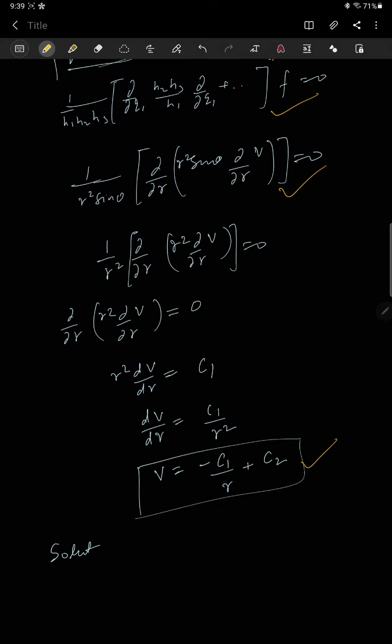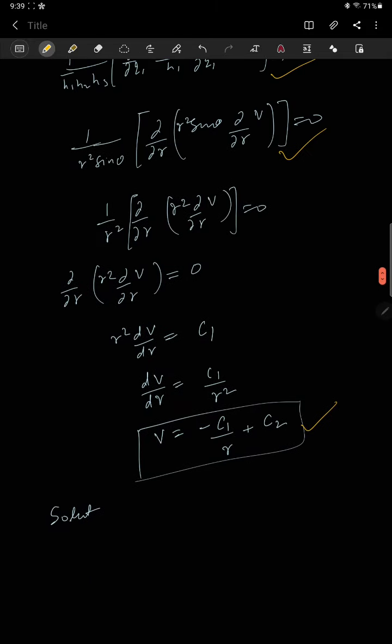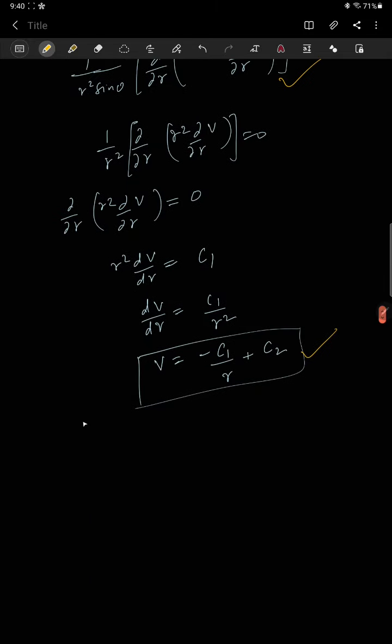Now we have to evaluate this solution in different regions. Since the question asks to evaluate the potential at r equals 1.25 centimeter, this means we are in region A. And the potential is also asked at 2.5 centimeter radius, so that is in this other region. So we have to get the solution in both regions. Let's first solve in region A.